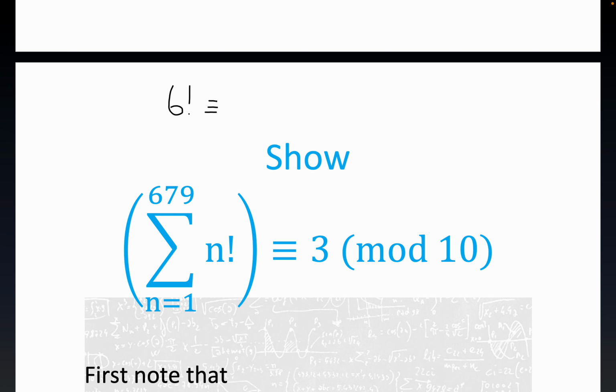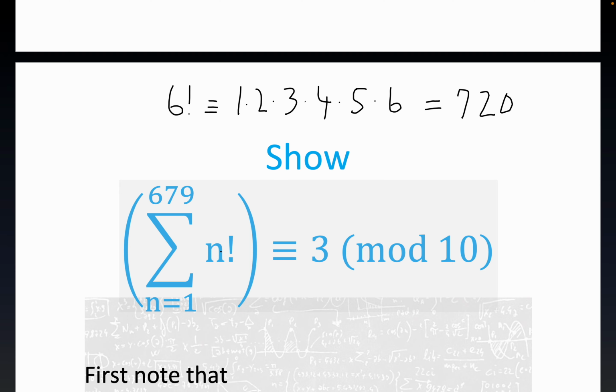6 factorial actually means to multiply all the integers less than or equal to 6. So that's 1 times 2 times 3 times 4 times 5 times 6. Okay, when you multiply that out, it's equal to 720. 1 times 2 times 3 times 4 times 5, that's 120 there, and then 6 times 120 would be 720, right? Okay, so that's what we mean by factorial.